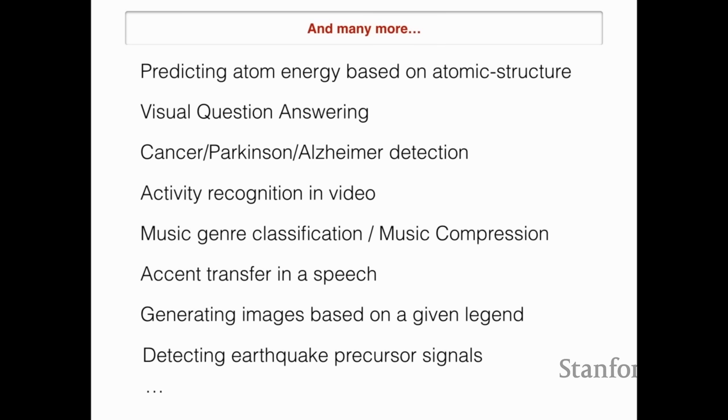So you have a bunch of problems across industries. So healthcare, cancer, Parkinson, Alzheimer detection. We've had a lot of this. We've had brain tumor segmentation. Segmentation is the problem of, on an image, classify every pixel. Tell me which pixel correspond to the tumor, for example.